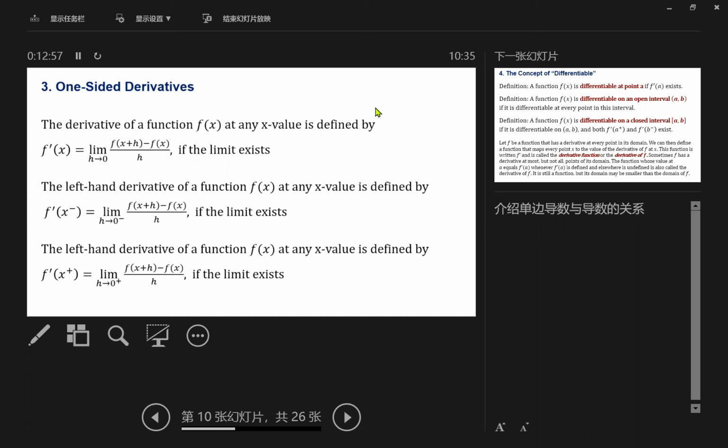Okay, first, the derivative of function f(x) at any x value is defined by f prime of x equals the limit of [f(x plus h) minus f(x)] over h as h approaches 0, right? This is called the definition of the derivative of a function f(x) at any point x.